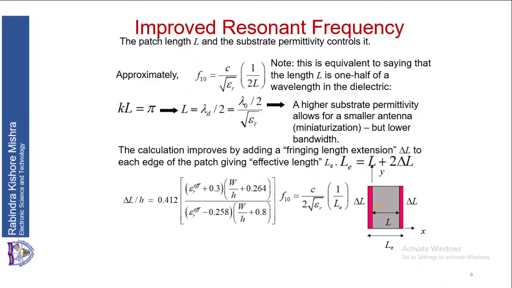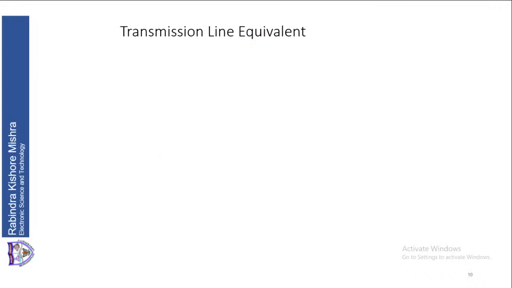So using that, the f10 expression will be c by 2 root over epsilon r into 1 by L effective. For most of the calculation, a good thumb rule is delta L is equal to h by 2 or 0.5 h. And epsilon r effective is the effective dielectric constant that we have already discussed earlier. Effective dielectric constant is equal to (epsilon r plus 1) by 2 plus (epsilon r minus 1) by 2 into 1 by root over of 1 plus 10 h by w. So that we know already, so I am not repeating that here.